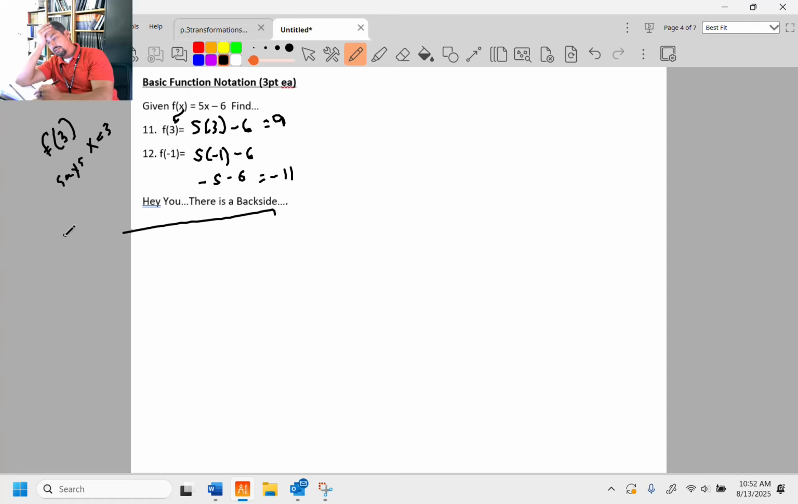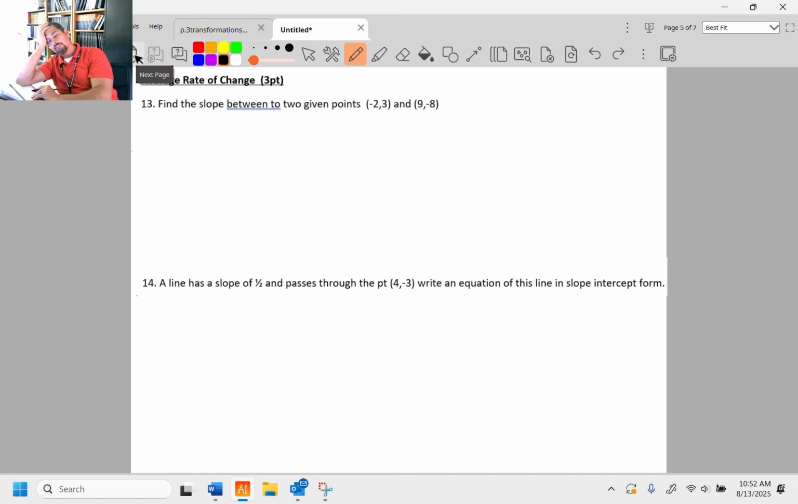You'll notice yours had a disclaimer at the bottom, hey you, there's a backside, because a lot of kids for some reason think a homework assignment should only be one side. It's not. There's a second side. Find the slope between two given points. So you are expected to know the formula for slope. It is taught to you in middle school, and it's done repetitively throughout high school math.